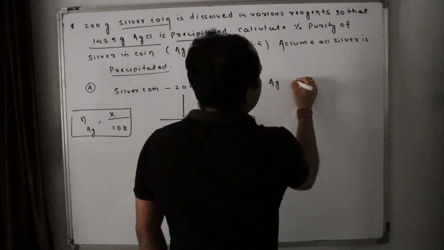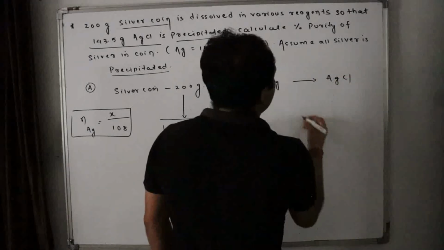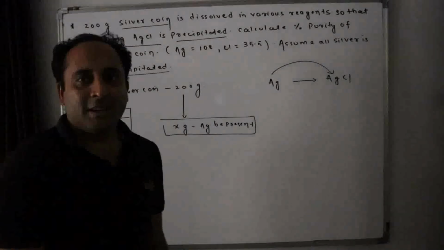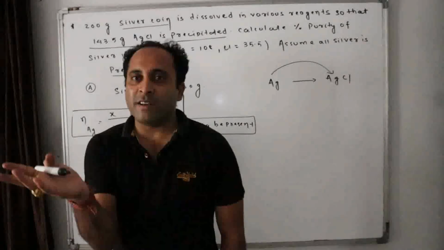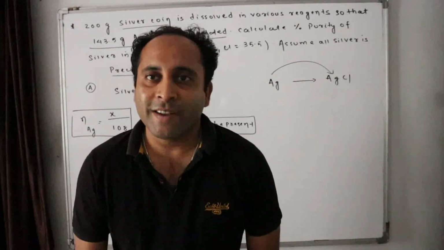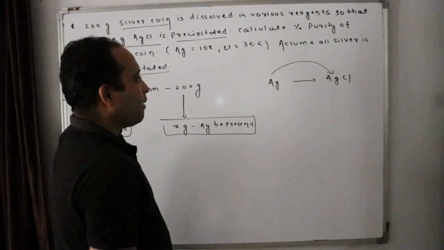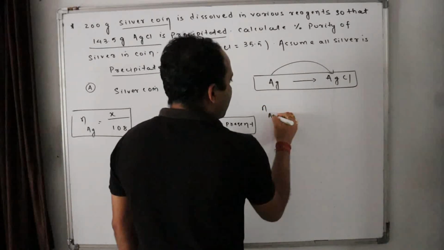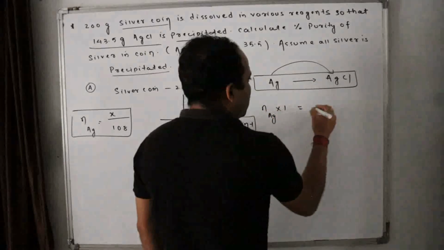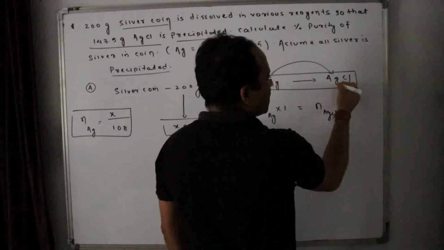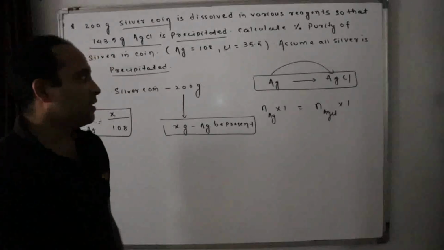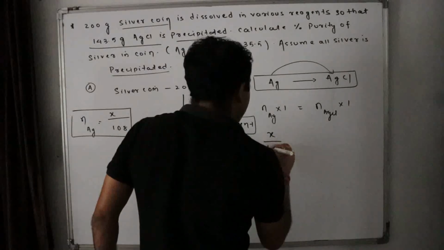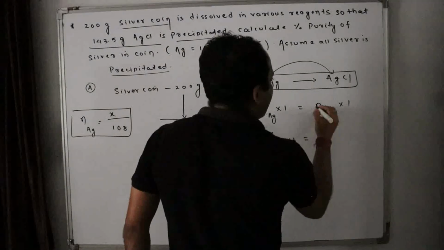Here silver is converted to silver chloride, isn't it? All the silver is converted to silver chloride, they have given us. Now apply POAC. Remember, if you don't remember, open my previous lecture and go through it. If I apply POAC, number of moles of silver into 1 is equal to number of moles of silver chloride, and how much silver is there? 1 time. So x by 108 into 1 is equal to number of moles of silver chloride.